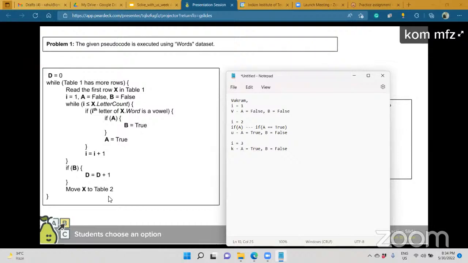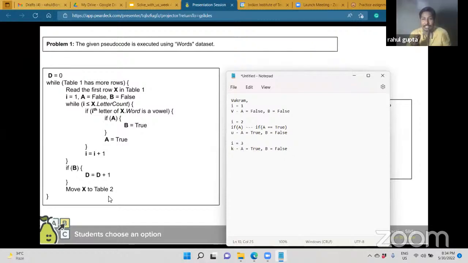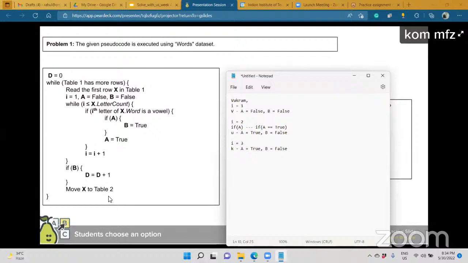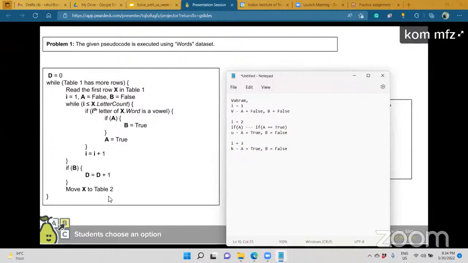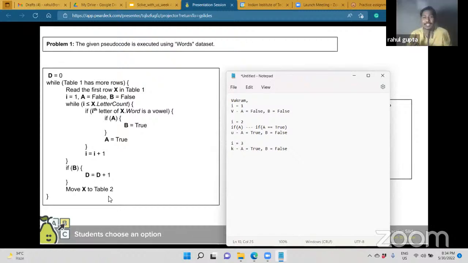Sir, in the last if block, if B, then D equals D plus 1, right? By that ideology, if B equals true, it means only when A and B are both true, so we can tell that there are two consecutive vowels. No, again you are getting it wrong. There is no consecutive thing, because A is not being turned to false.